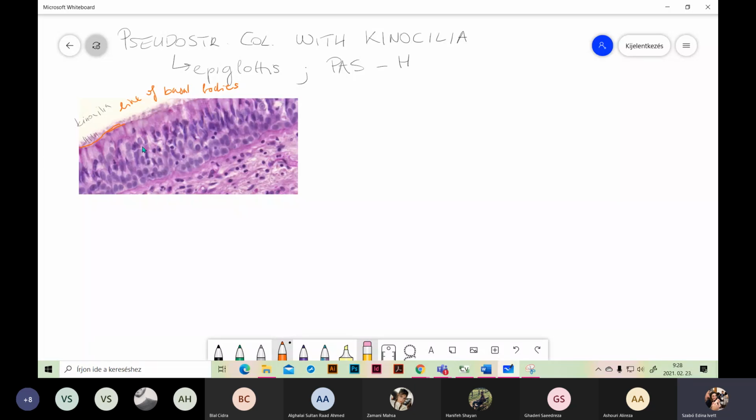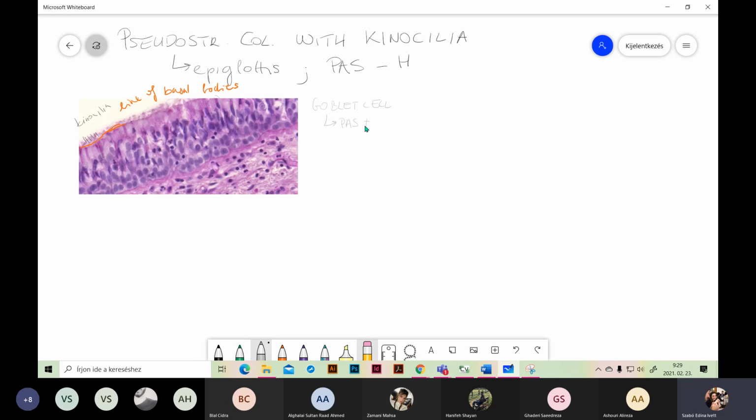The extra cells. Here you see these PAS-positive cells, PAS-positive cytoplasm. They are very thin cells. They are goblet cells. Again, different from the previous goblet cells, but they are also goblet cells. You see here the goblet cells with PAS-positive cytoplasm, because the goblet cells secrete mucus. That's why they will be PAS-positive.